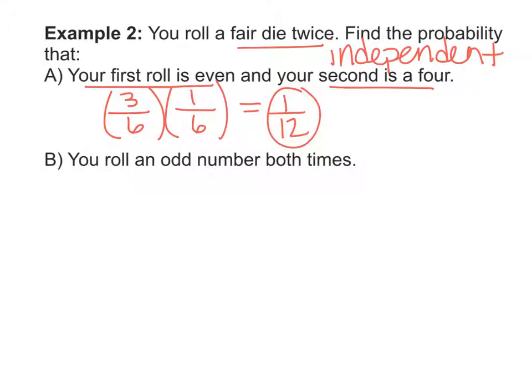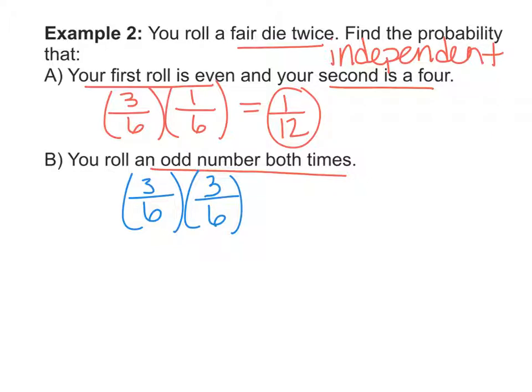Okay, then it says you roll an odd number both times. Well again, there's not really a way that we could do this in any different order, or just an odd number and then an odd number. There's nothing more specific about it. So in this case, the chance of rolling an odd would be, there's 3 odds out of 6 outcomes, and it's going to be the exact same chance on your second roll. So I'm really just multiplying 3/6 by 3/6. And I get, you could leave this one as just a nice terminating decimal, so you could leave it as 0.25 or 1/4.